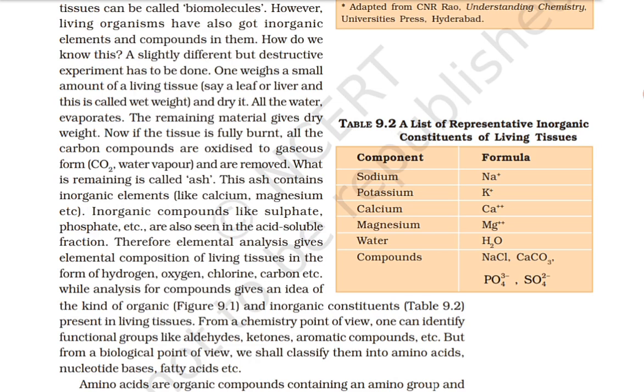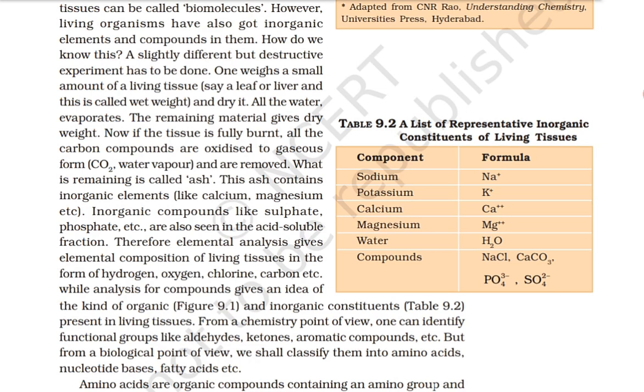Percent weight of earth crust: hydrogen is 0.14 and in human body is 0.5. Carbon in earth crust is 0.03 and in human body is 18.5. Oxygen in earth crust is 46.6 and in human body is 65.0. Nitrogen in earth crust is very little and in human body is 3.3. Sulfur in earth crust is 0.03 and in human body is 0.3.